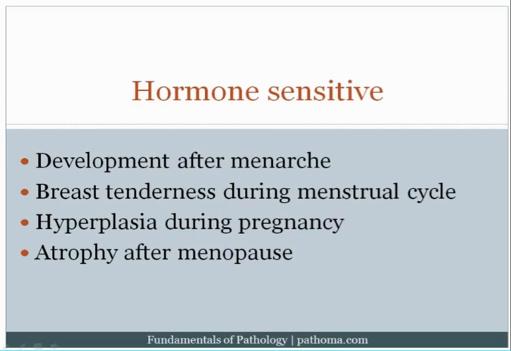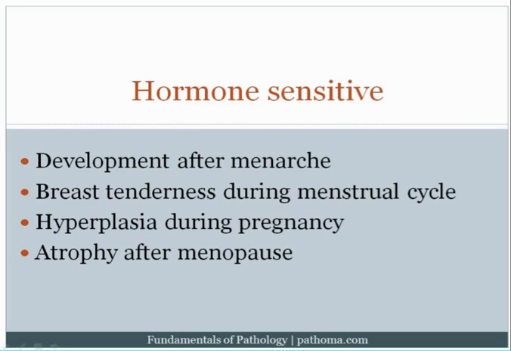Going one step further, we should remind ourselves that the breast tissue is hormone sensitive. So when you look at breast epithelium, it contains both estrogen and progesterone receptors, and those receptors are necessary because it's estrogen and progesterone that are going to drive the development of the breast.